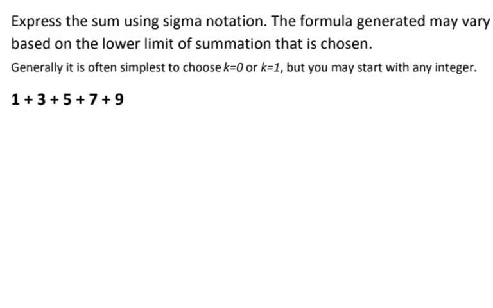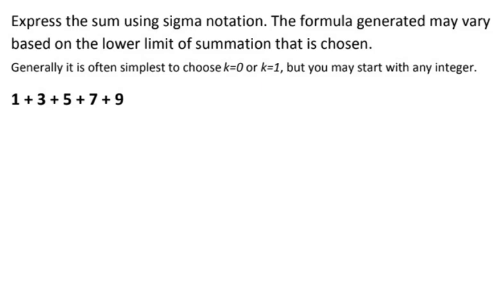So let's do an example. We are going to express this sum using sigma notation. The formula generated varies based on the lower limit of summation that is chosen. So as I said on the last example, generally it's simplest to choose k equals 0 or k equals 1, but you could start with any integer.